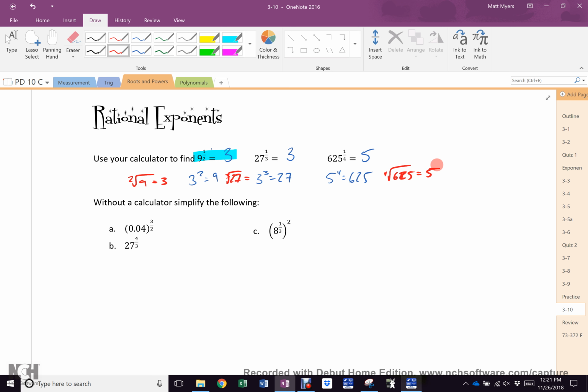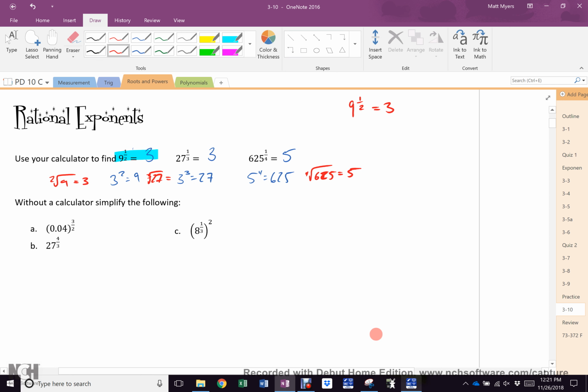All right, here we go. Back to logic. If 9 to the 1/2 equals 3, and 3 equals the square root of 9, what does that automatically tell us? That 9 to the 1/2 equals the square root of 9. Right? It's automatic, yes? Which means 27, not 22. 27 to the 1/3 must equal the cubed root of 27. Yes? Excellent.